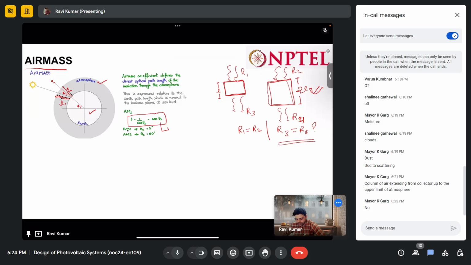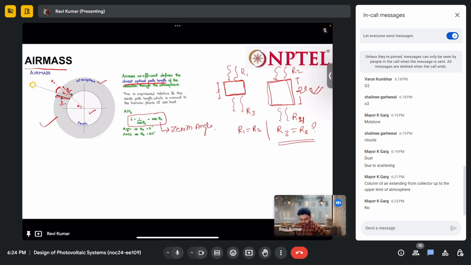What is this theta z? Which angle is theta z? The angle which is made with the zenith line is known as the zenith angle. So this theta z is the zenith angle. So the formula for air mass is 1 by cos theta z. It is just all about the direct optical path length, because path length is changing with the angle. That's why we have the concept of this air mass.